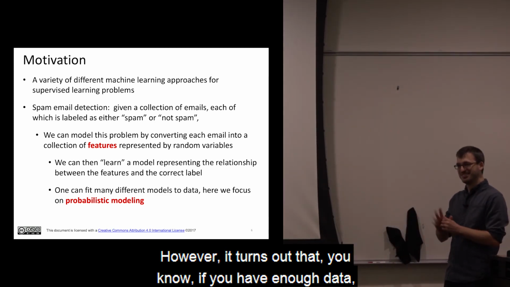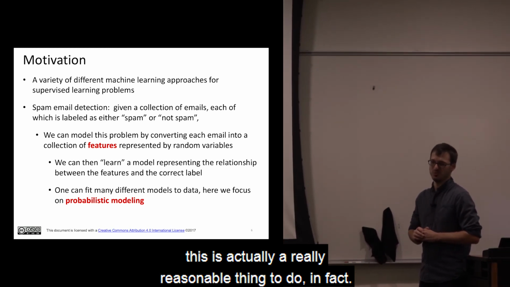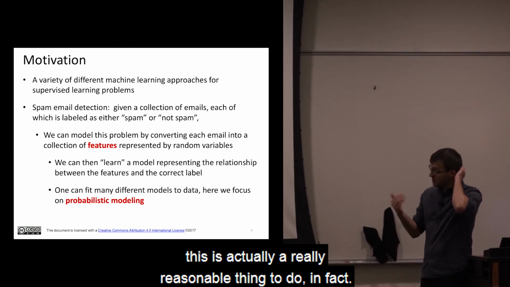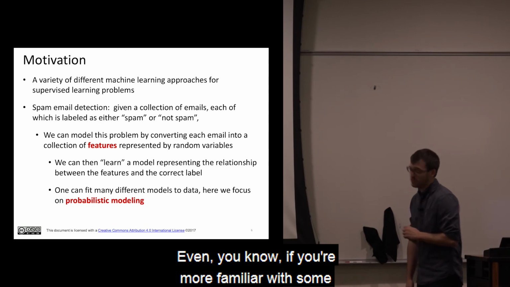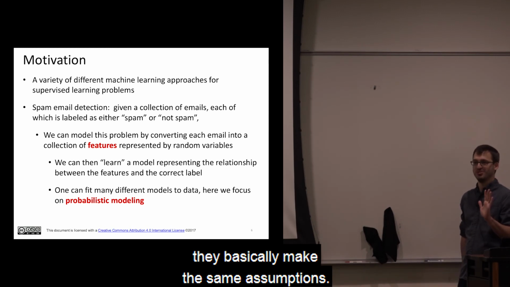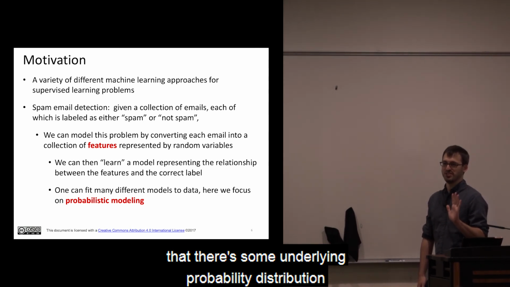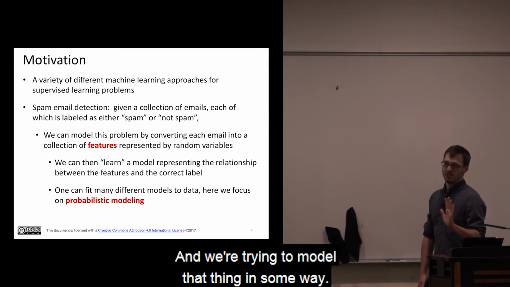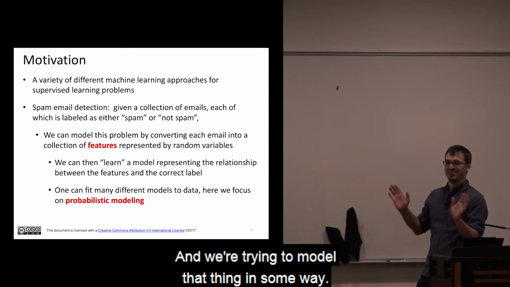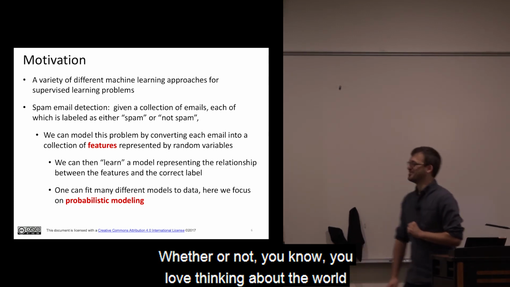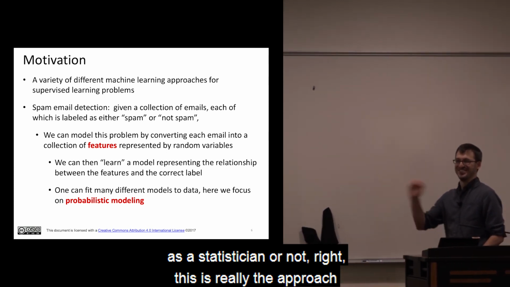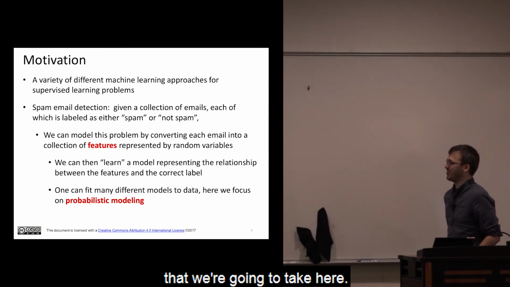However, it turns out that if you have enough data, this is actually a really reasonable thing to do. In fact, even if you're more familiar with some of the other machine learning techniques, they basically make the same assumptions. Everything is assuming that there's some underlying probability distribution that generates the data, and we're trying to model that thing in some way. Whether or not you love thinking about the world as a Bayesian statistician, this is really the approach that we're going to take here.